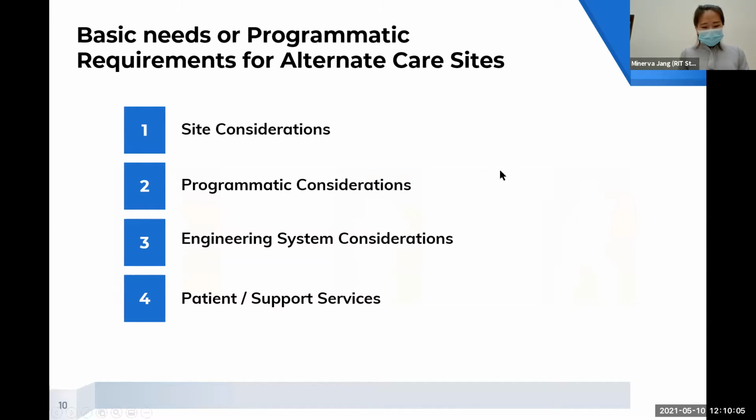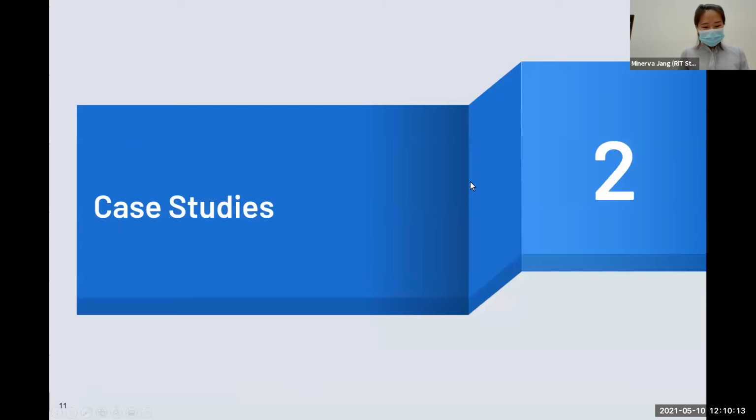When dealing with alternate care sites, we need to consider site considerations, programmatic considerations, engineering system considerations, and patient and support services. Now we're going to see case studies of alternate care sites from the recent COVID-19 crisis.